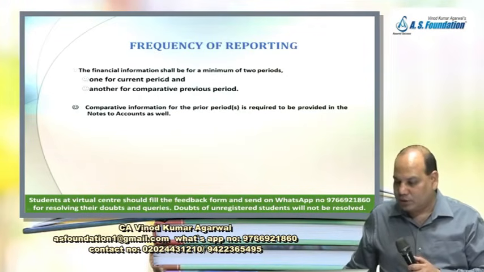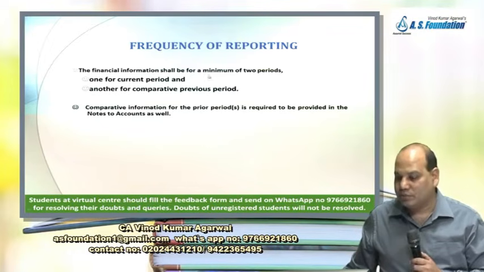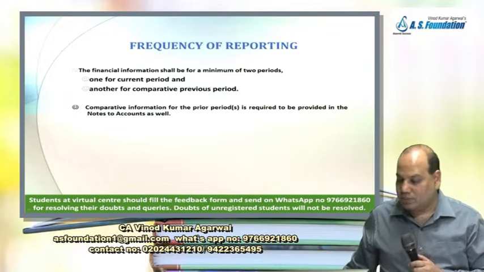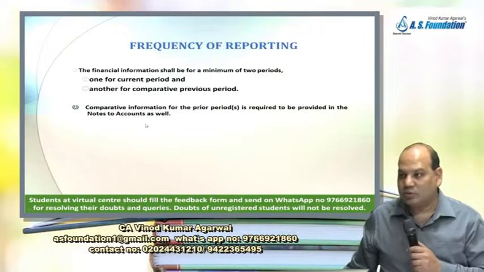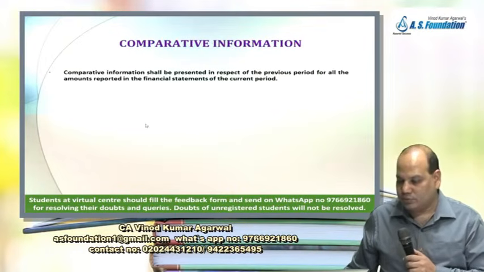And what about the comparative? The financial information shall be for a minimum of 2 periods. One for current period, one for comparative previous period. Comparative information for the prior periods is required to be provided in the notes to account as well.